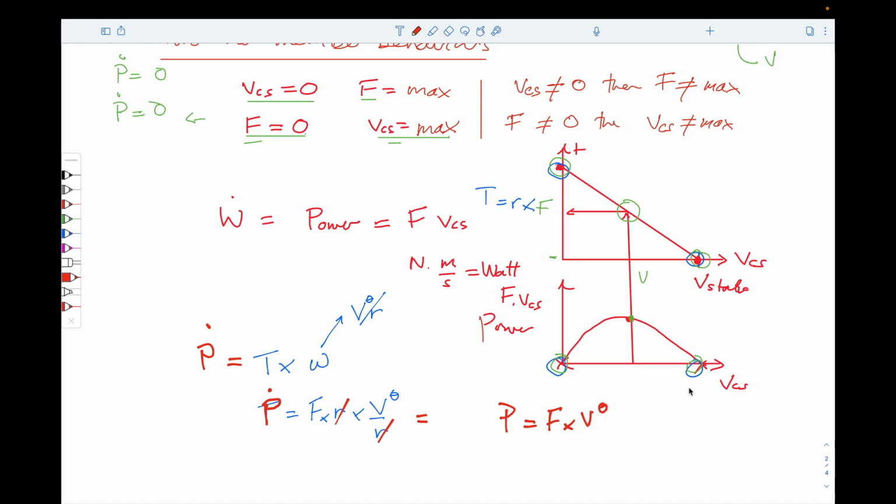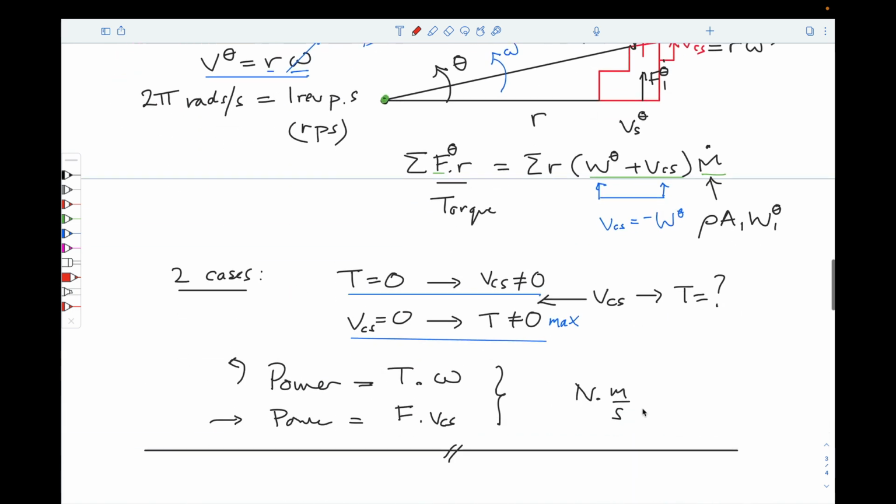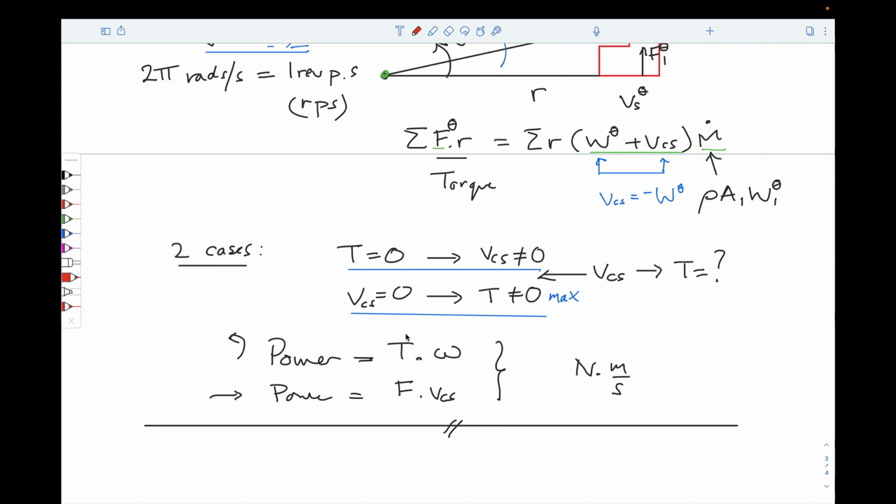Then we end up with power being equal to force times V theta. So these two expressions that we show here are that power is equal to the torque multiplied by the rotational velocity, or the force multiplied by the VCS. They both give us Newton meters per second, which is a joule per second, which is equal to a watt.